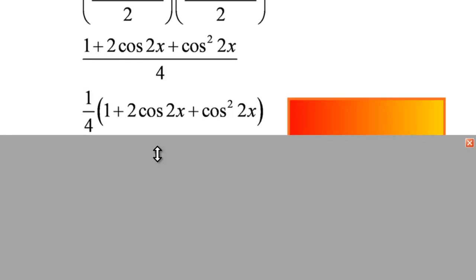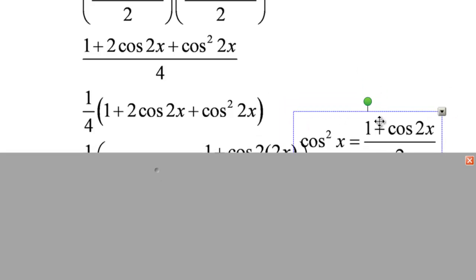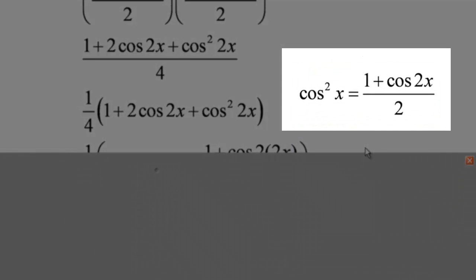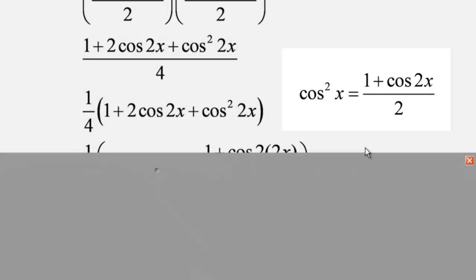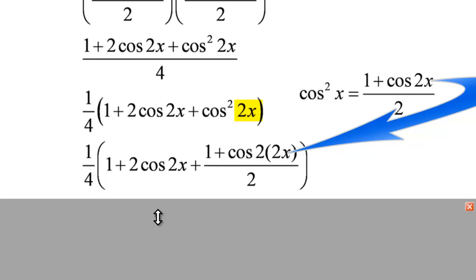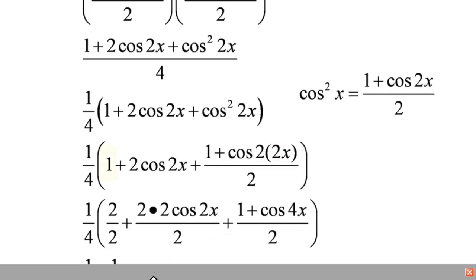All right, so here is the kicker for the next part. We know that the power reducing formula is cosine squared x equals 1 plus cosine 2x over 2. The problem is my angle is not regular x. My angle is 2x. So when I apply the formula, I have to take 1 plus cosine 2 of 2x over 2. In my next step, I got a common denominator of 2 of everything inside the parentheses.